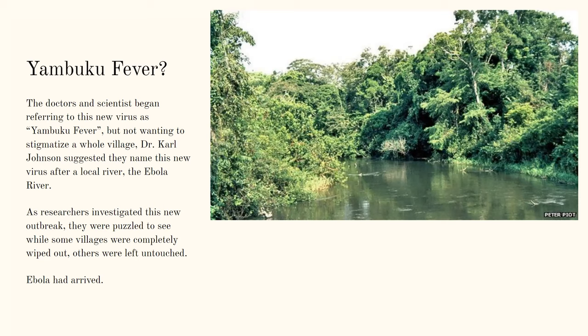As they started branching out from Yambuku, what they started finding were villages just gone. Villages that once had 100 people living in them, men, women, children, they were gone. It was wiped out. They would find some dead bodies and others gone. Did the others leave and go to another village? Did they die in the jungle trying to get to another village? They didn't know. What they did know was that this wiped out villages nearby. And so that gave a lot of pause to the researchers and this new virus.